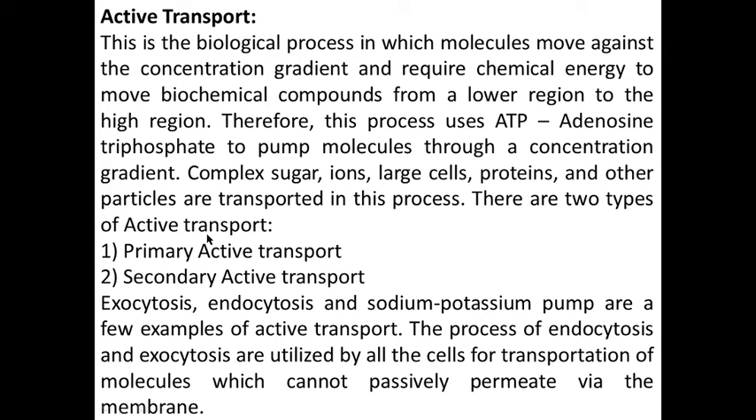There are two types of active transport. First, primary active transport, and number two is secondary active transport. Exocytosis, endocytosis, and the sodium potassium pump are a few examples of active transport. The processes of endocytosis and exocytosis are utilized by all the cells for transportation of molecules which cannot passively permeate via the membrane.